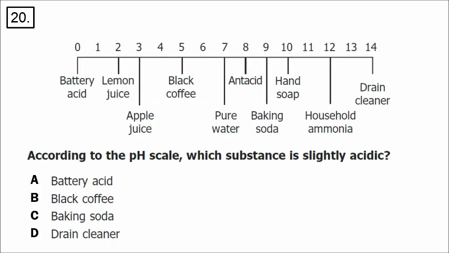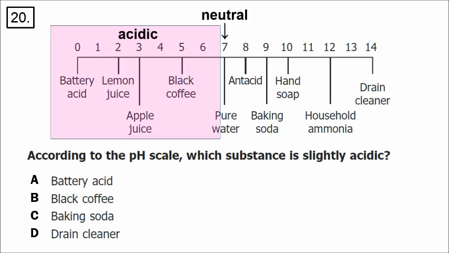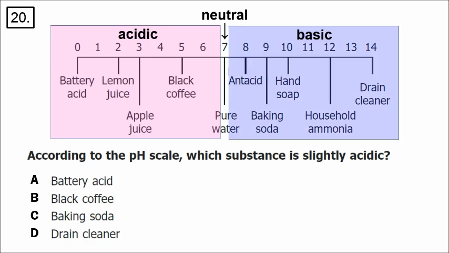Number 20, pure water is pH 7, and that is neutral. If you're an acid, then you're less than 7, and if you're a base, you're more than 7. According to the pH scale, which substance is slightly acidic? The answer is B, black coffee.